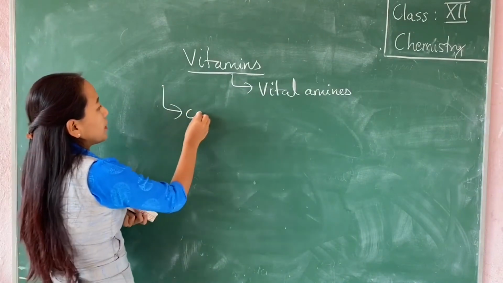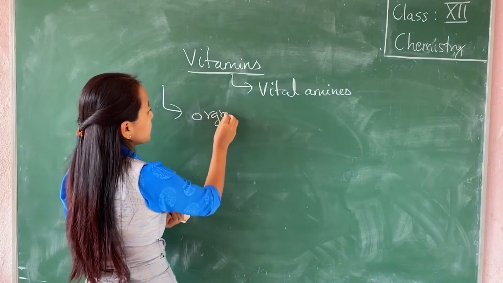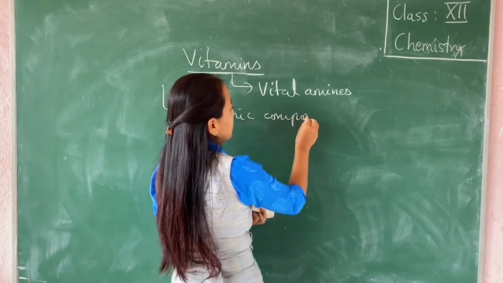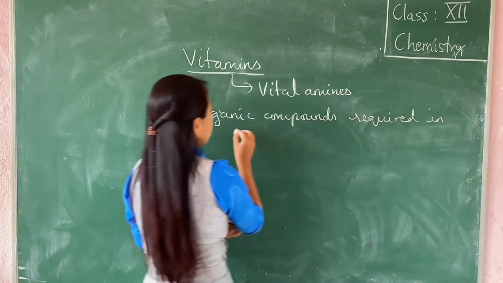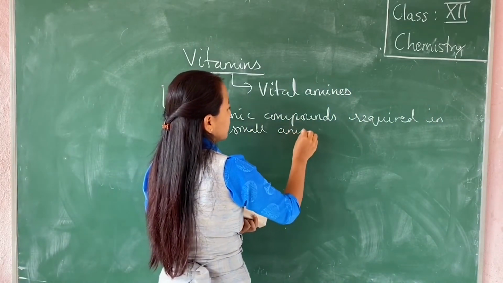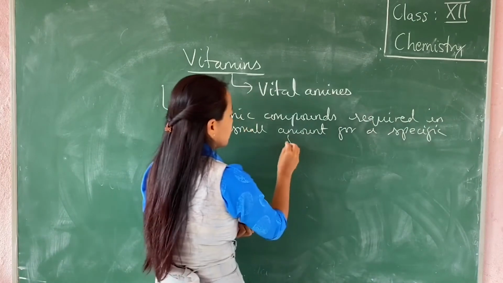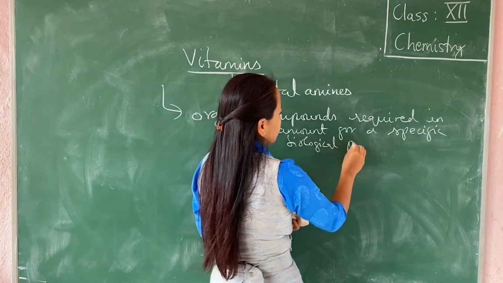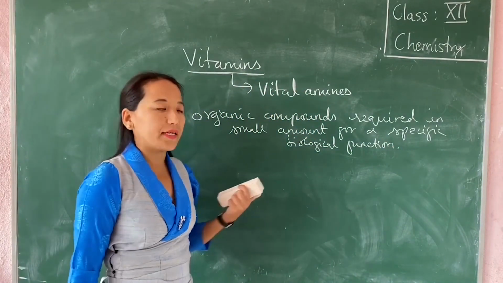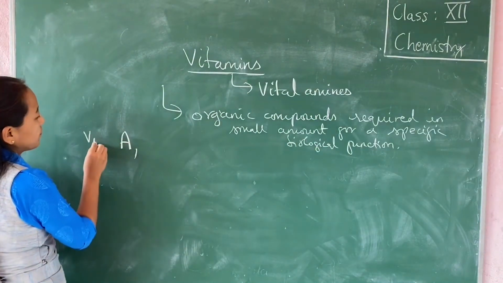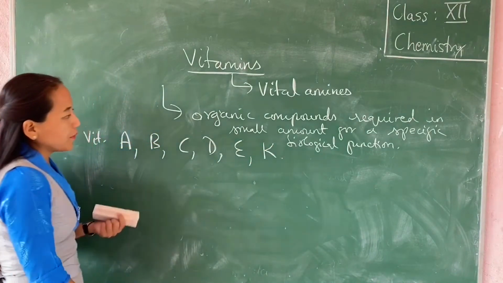So let me write it down. They are organic compounds required in small amount for a specific biological function. And there are different types of vitamins, and each of these vitamins is designated by an alphabet, and they are vitamin A, vitamin B, vitamin C, vitamin D, vitamin E, and vitamin K. And some of them have subgroups as well.